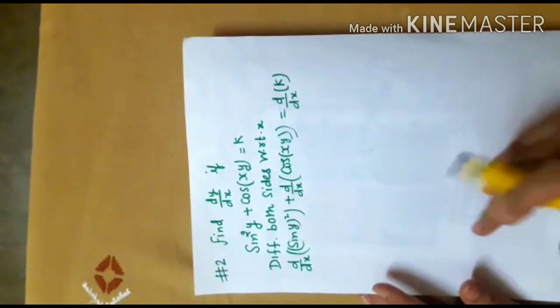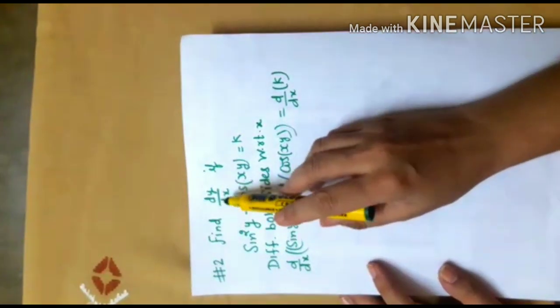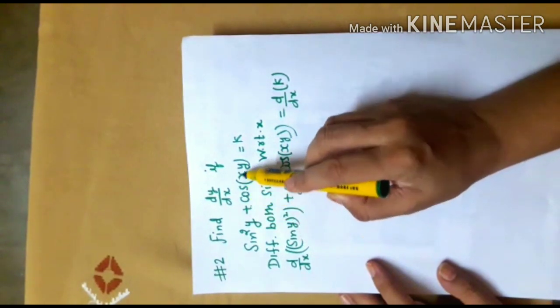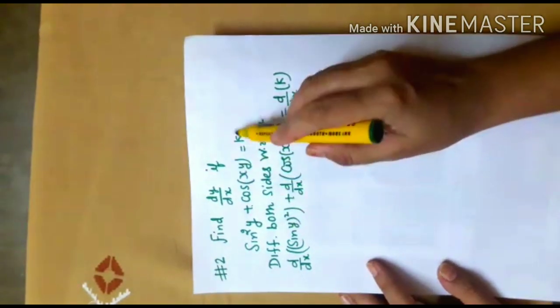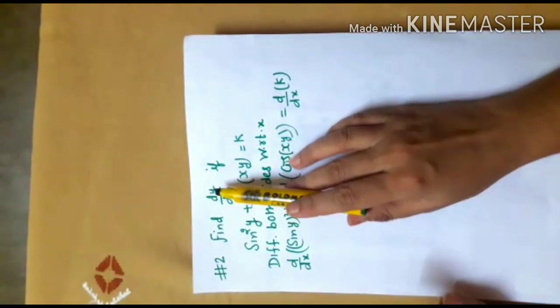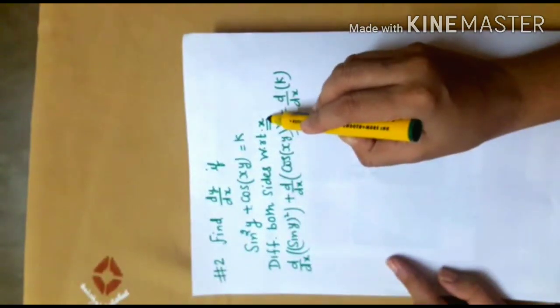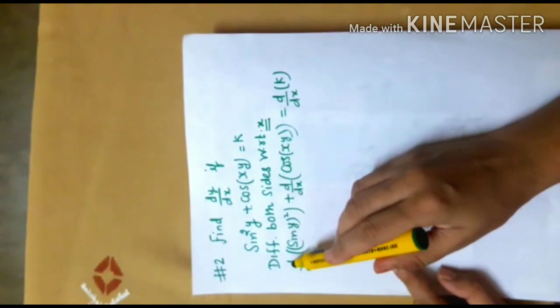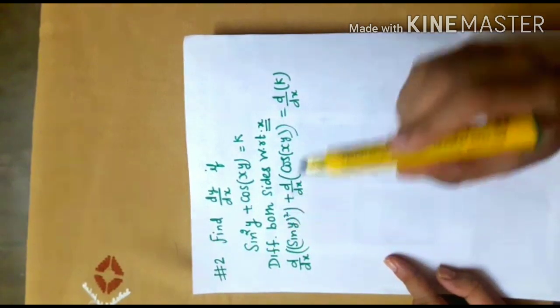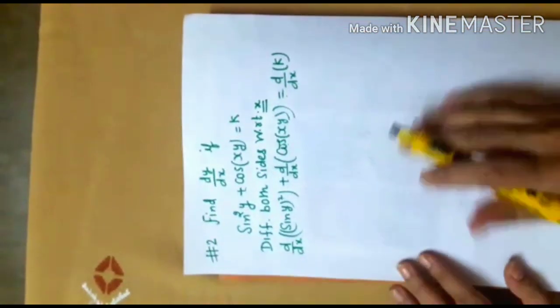Let's take the second question. Find dy by dx if sin square y plus cos xy is equal to k, where k is a constant. Now as we have to find dy by dx, I'll differentiate both sides with respect to x. So this will be d by dx of sin square y, meaning (sin y) square, plus d by dx of cos xy equals d by dx of k.